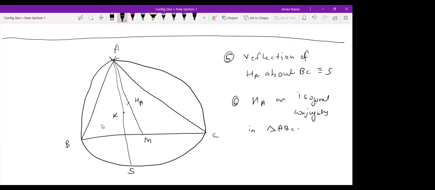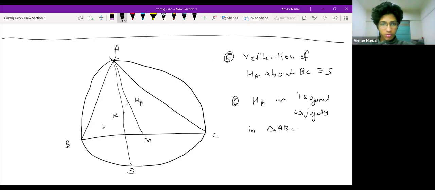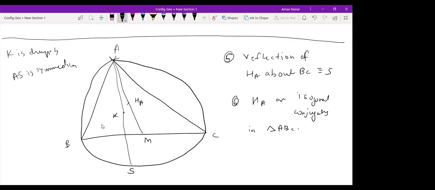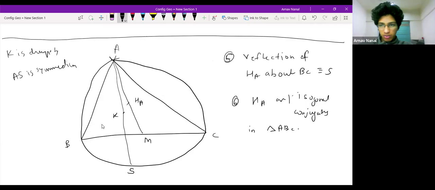K, the Dumpty point? Yes, K is the Dumpty point. HA and which one are isogonal conjugates? You said HA and K. Okay, so these two points are isogonal conjugates in triangle ABC.